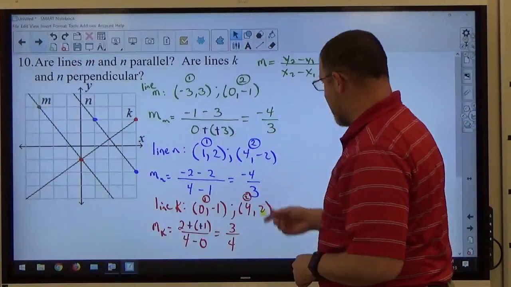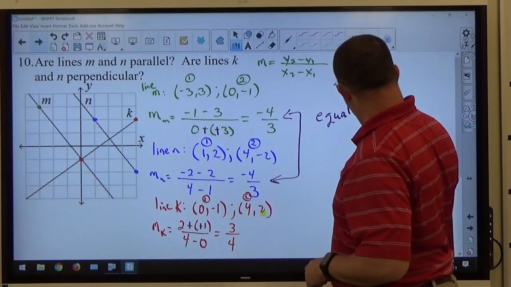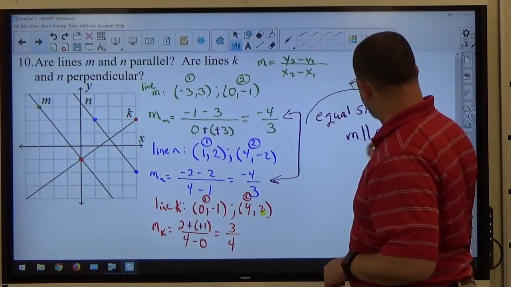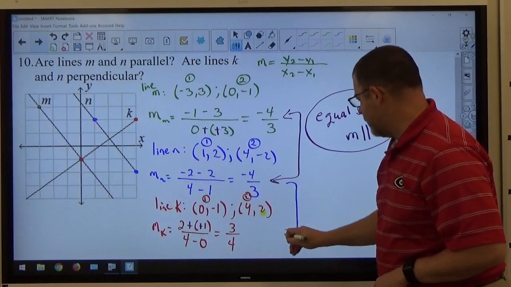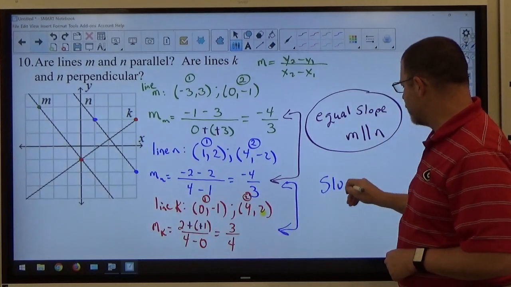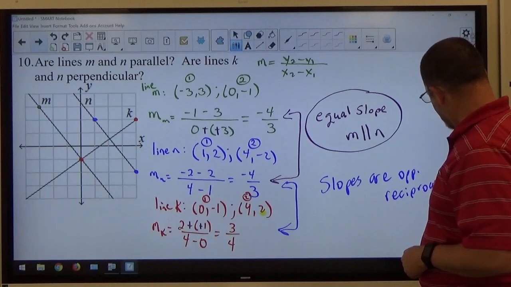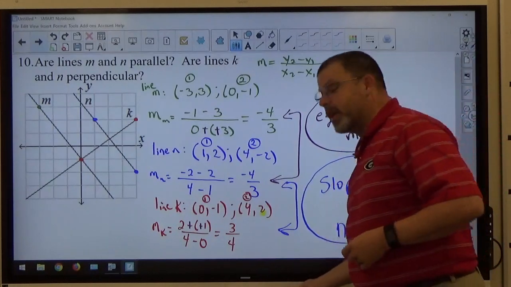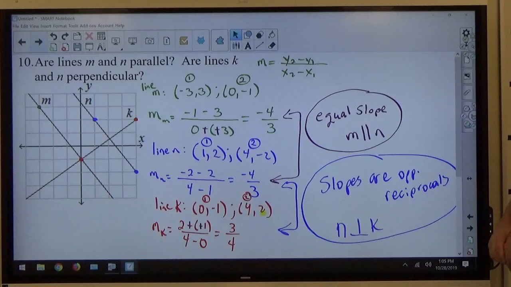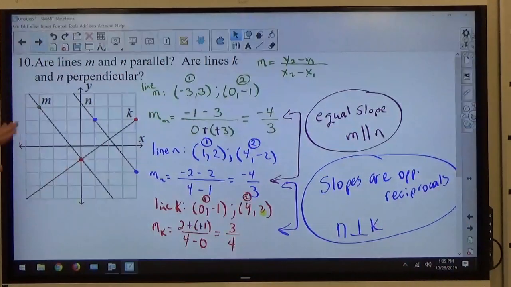So, are lines M and N parallel? Line M and line N have equal slope. So M is parallel to N. Are lines K and N perpendicular? Line K and line N. These slopes are opposite reciprocals. In this case, M and N are parallel, and K and N are perpendicular. On the test, it's going to be one or the other, and again, it's up to you to find every slope and then establish whether or not the lines are perpendicular, parallel, whatever they're asking you.